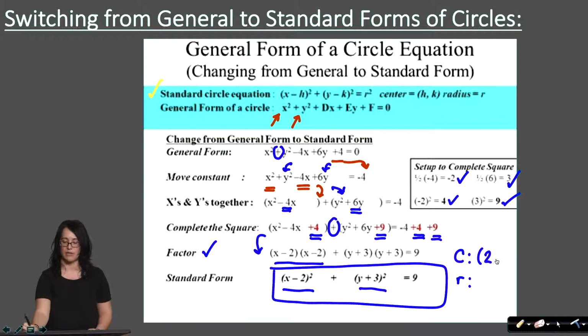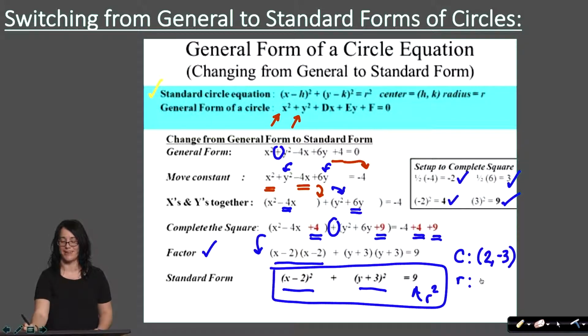That's right. Did you get 2, negative 3? If you got the signs wrong, remember it's always x minus, the opposite of h, and then y minus, the opposite of k. What about your radius? Did you say 9 or 81? I hope not. Remember, this is actually r squared. So what is our radius then?